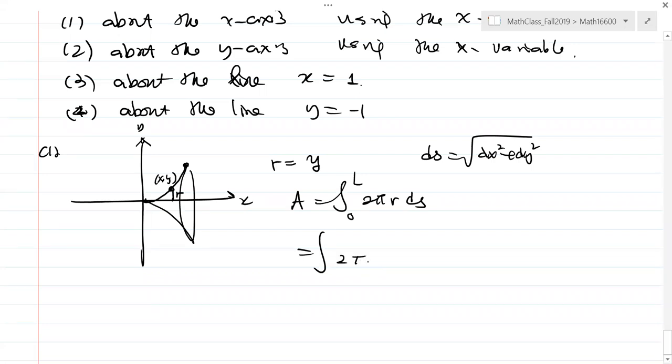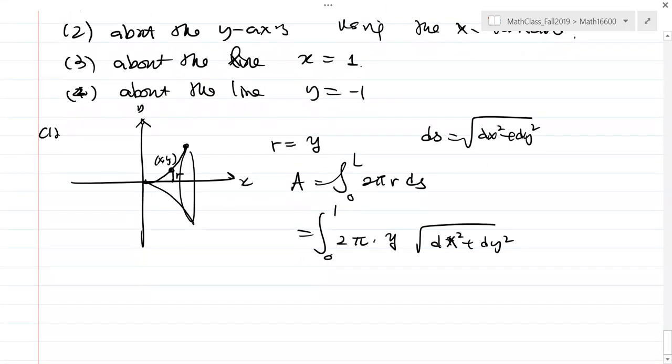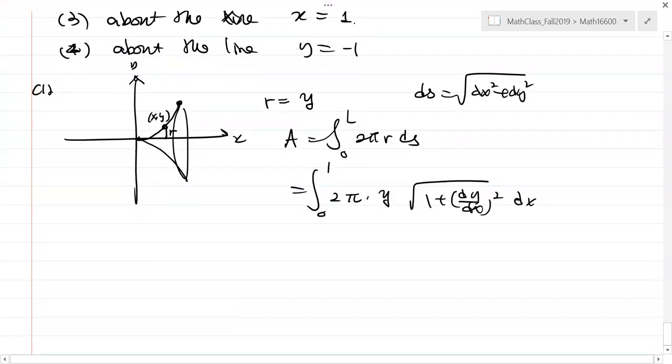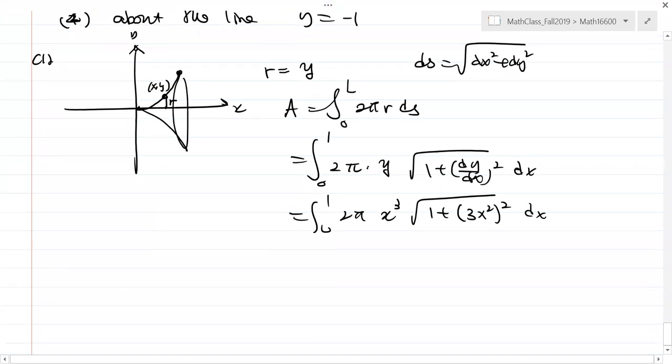So 2 pi, x is from 0 to 1, and this is y. Then 1 plus, and you have to take dx out. So this will be, let me erase this, otherwise I cannot put the 0, 1 there. So the variable, we already know that we're going to use the variable x. That's the first formula you have to show. And the y is going to be x cubed, so you have to express that. That's 1 plus 3x squared, squared, dx. Now this is the integral using the x variable. Second.